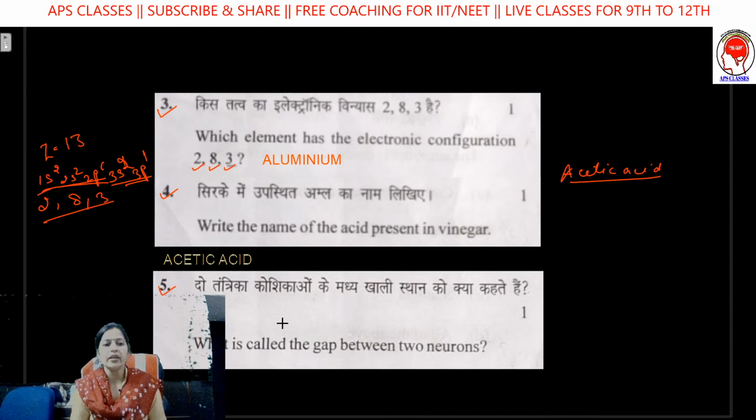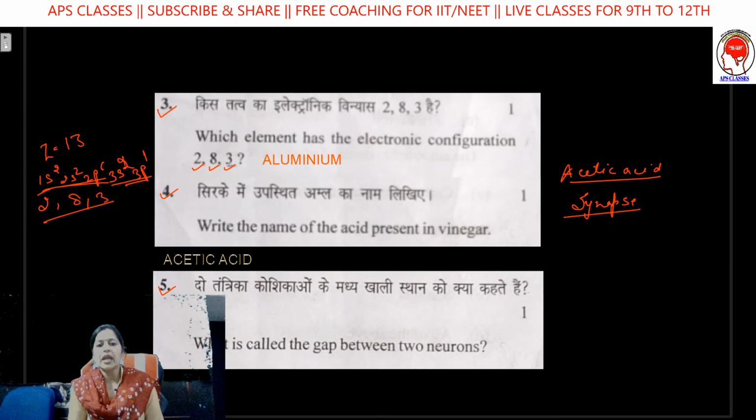Next is your question number 5. What is called the gap between the two neurons? Synapse is the gap between two neurons. So the gap between the two neurons is called a synapse. It is your question number 5.